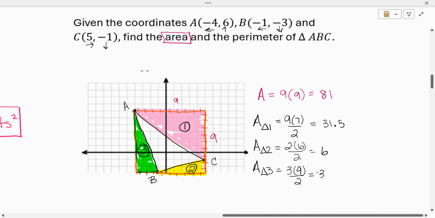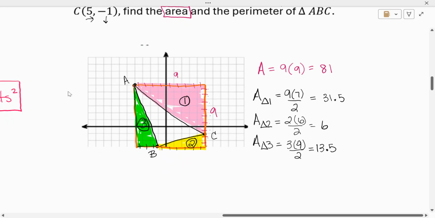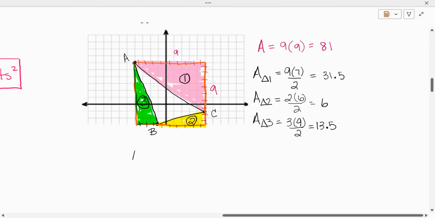Say that again. 13.5. Excellent. Okay. So the area of the square that we created minus the area of the 3 triangles. That's what we're doing. So I'm going to write that out so you can see it. The area of the square minus the area of the 3 triangles that we created. That'll help my thinking, okay?